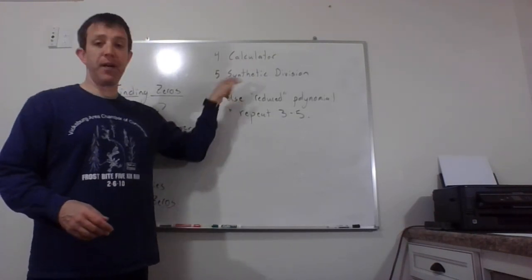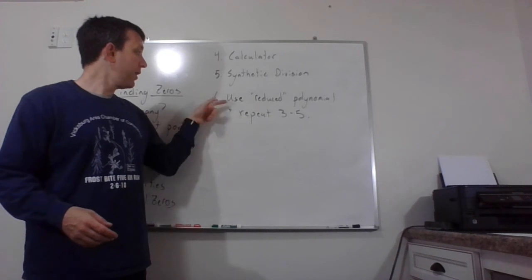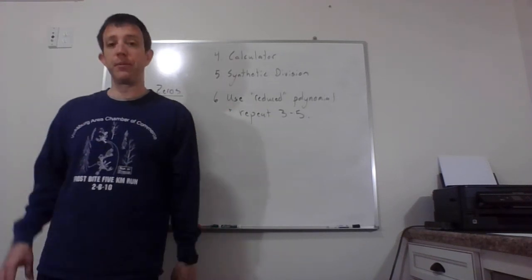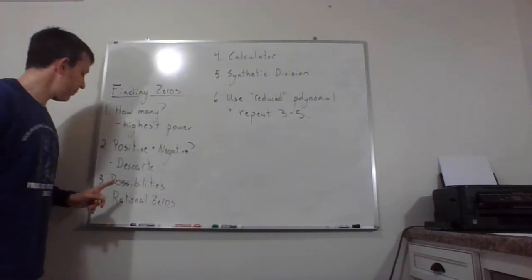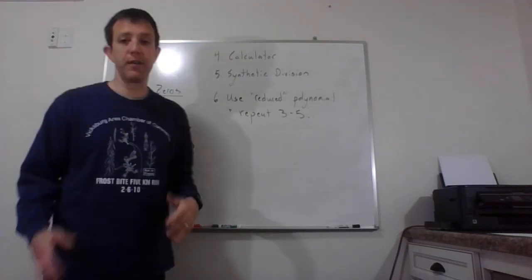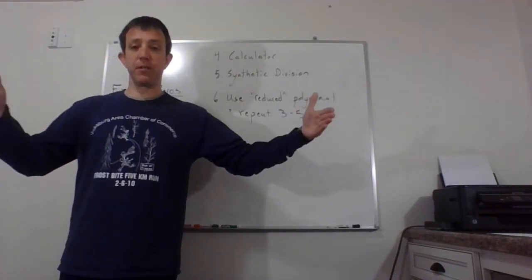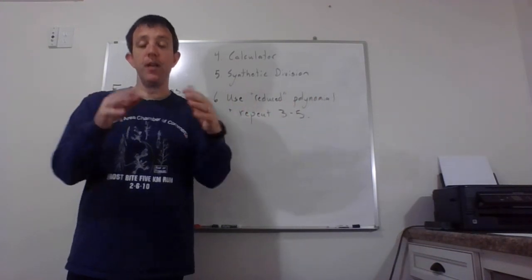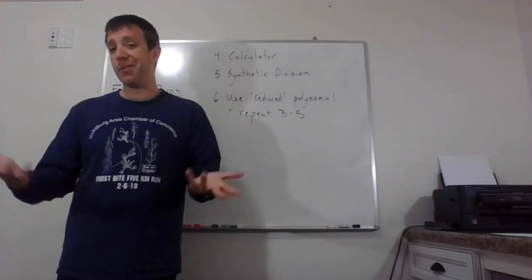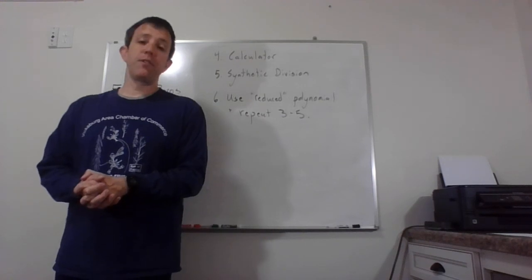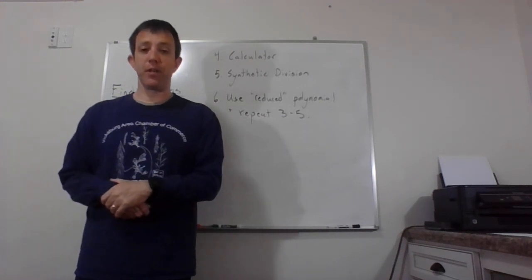But once you shrink that polynomial, which we'll see, we're going to use that reduced polynomial to repeat steps 3 through 5. So back to the rational zeros, your calculator, and synthetic division. Basically what we're going to do is take big polynomials and start shrinking them down till we get to a quadratic, and then we can just use the quadratic formula. So let's get an example on the board and we'll go ahead and do that.